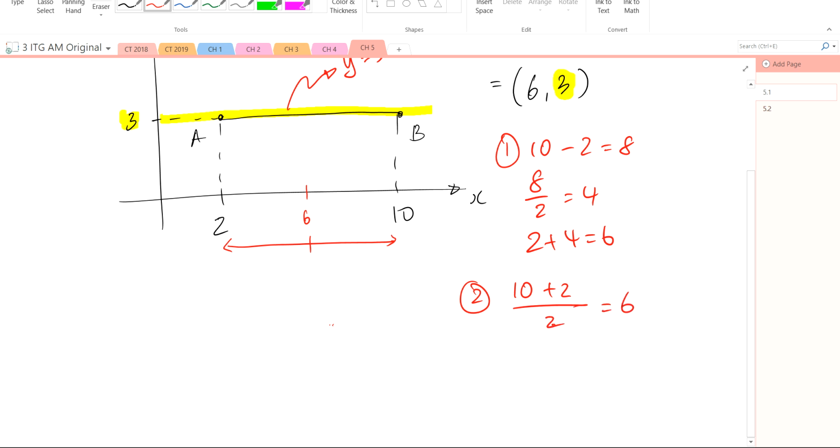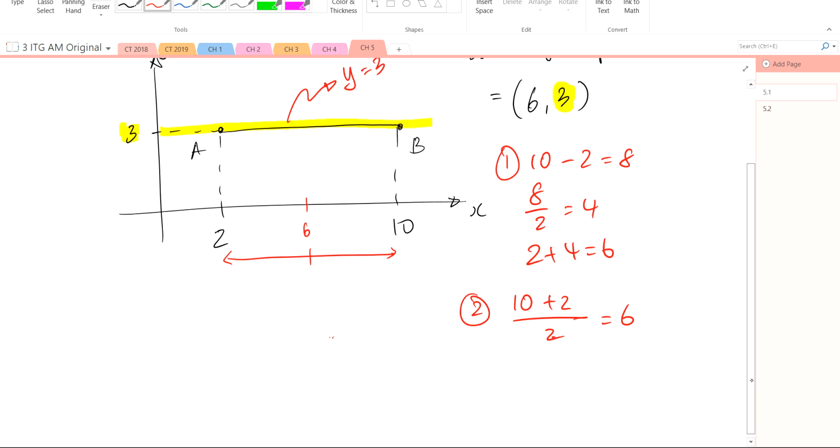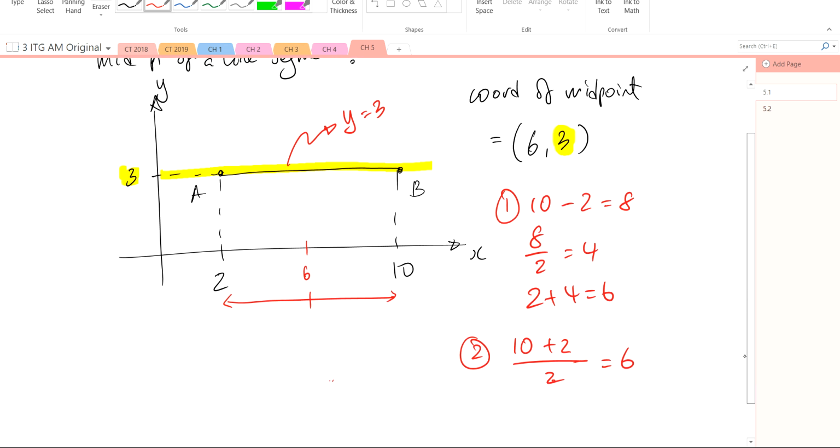Why does this work? I heard the word already. It starts with A. Average. It is the average, isn't it? 10 and 2, what is the average? Must be in the middle. Understand? So, in order to find the midpoint, we are actually considering the average.